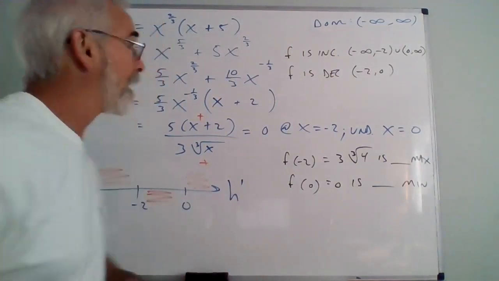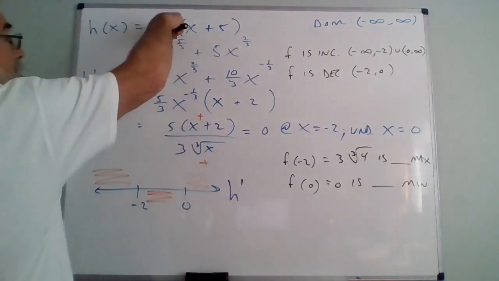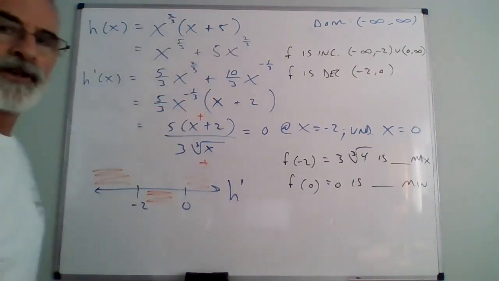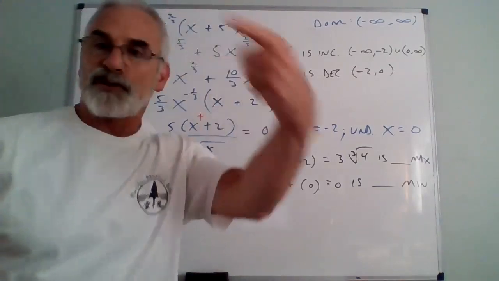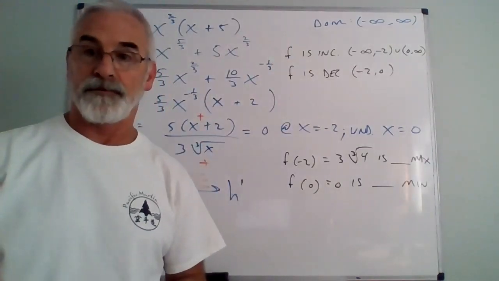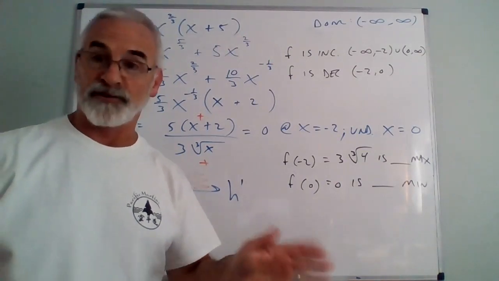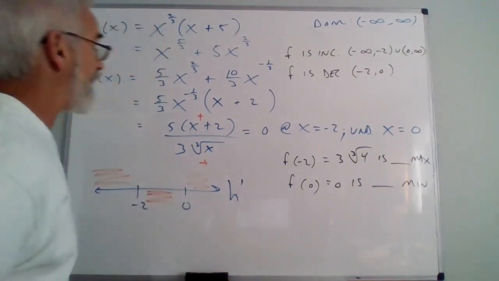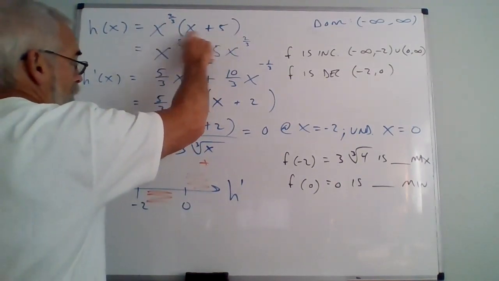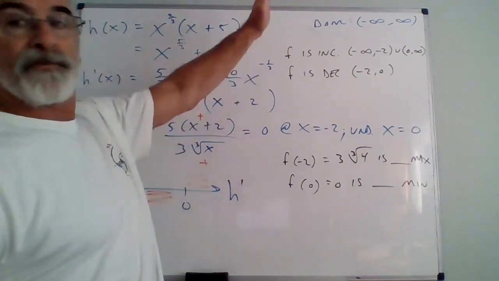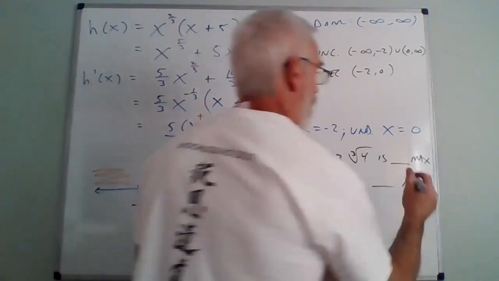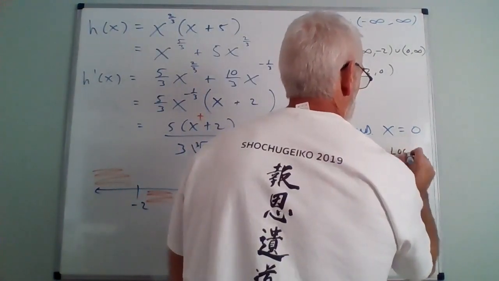Actually, this is kind of simple. Let's go back up to here. Don't look at that. Look at this guy here. X to the 2/3 means cube root squared. X to the 2/3 is never negative, is it? So it's always going to be non-negative. As x grows without bound, it's going to be a positive number, and that's going to grow without bound. So clearly this is going up forever. As x gets bigger and bigger, this is going up forever. So my max has to be local.